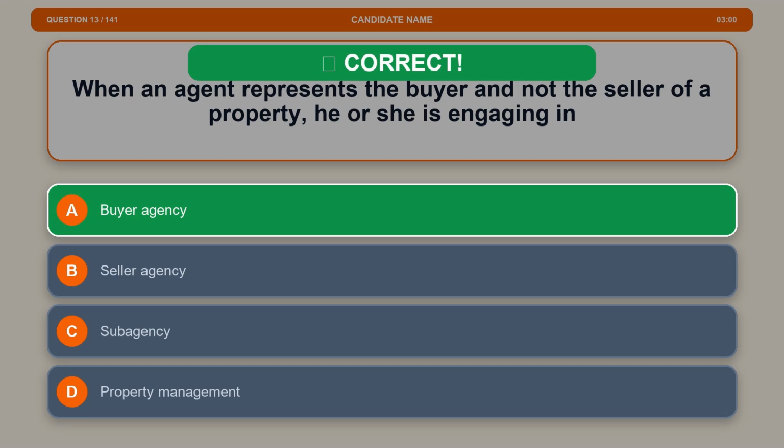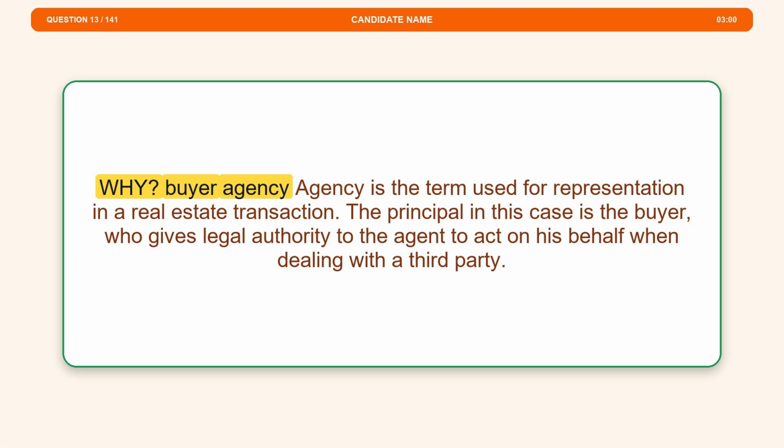The correct answer is option A. Buyer agency. Buyer agency is the term used for representation in a real estate transaction. The principal in this case is the buyer, who gives legal authority to the agent to act on his behalf when dealing with a third party.